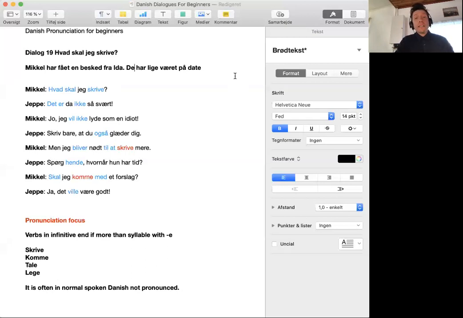Skriv bare, at du også glæder dig. Just write that you also are looking forward to meet her.